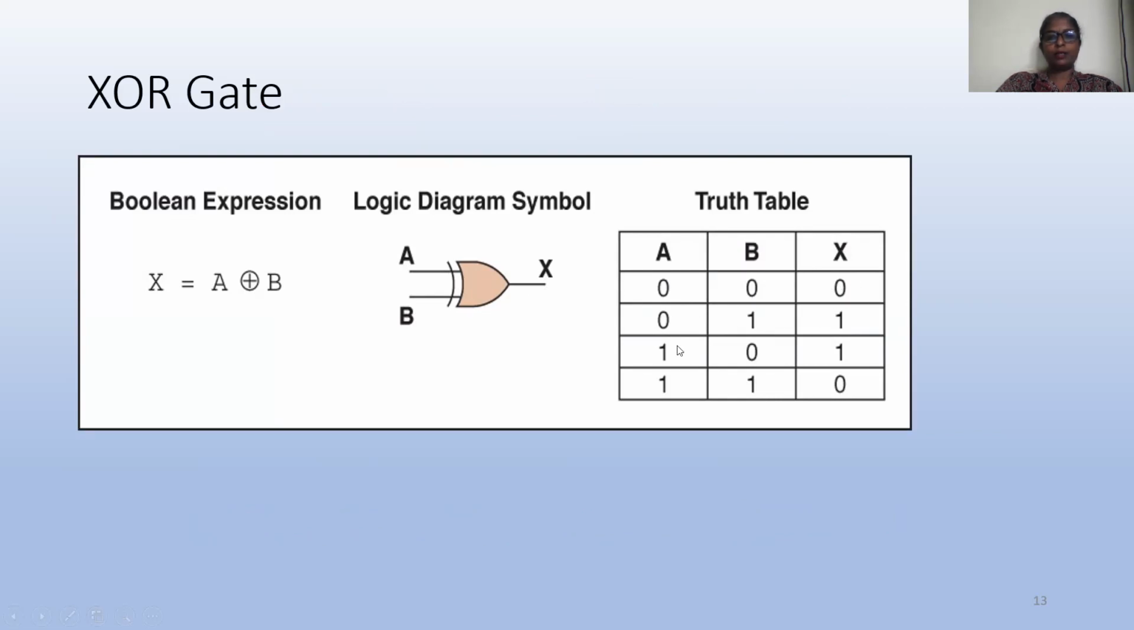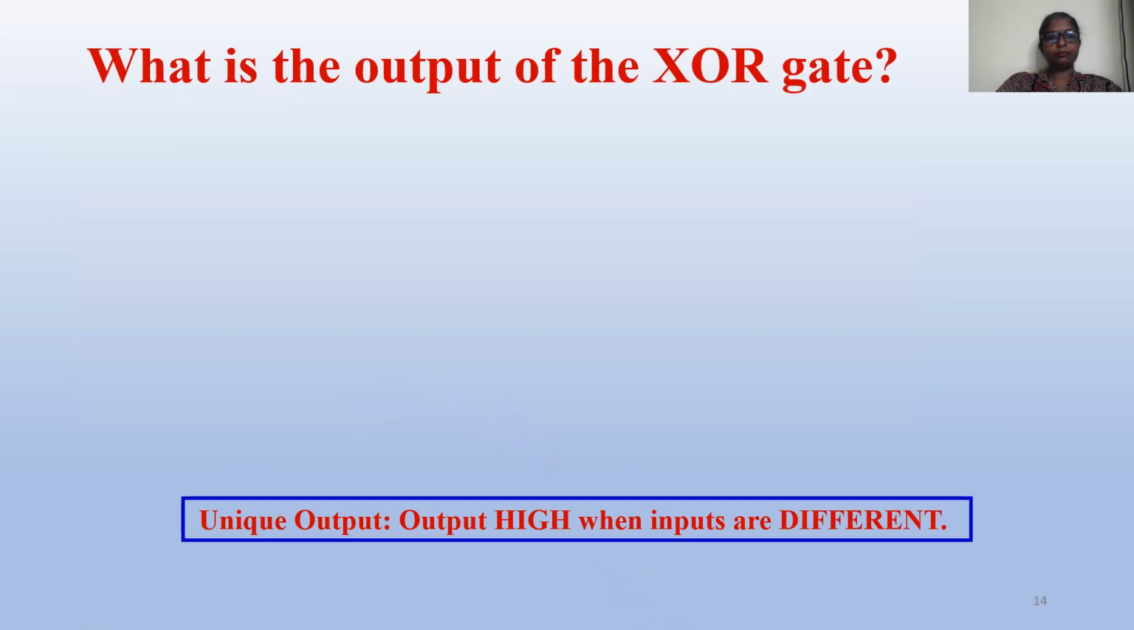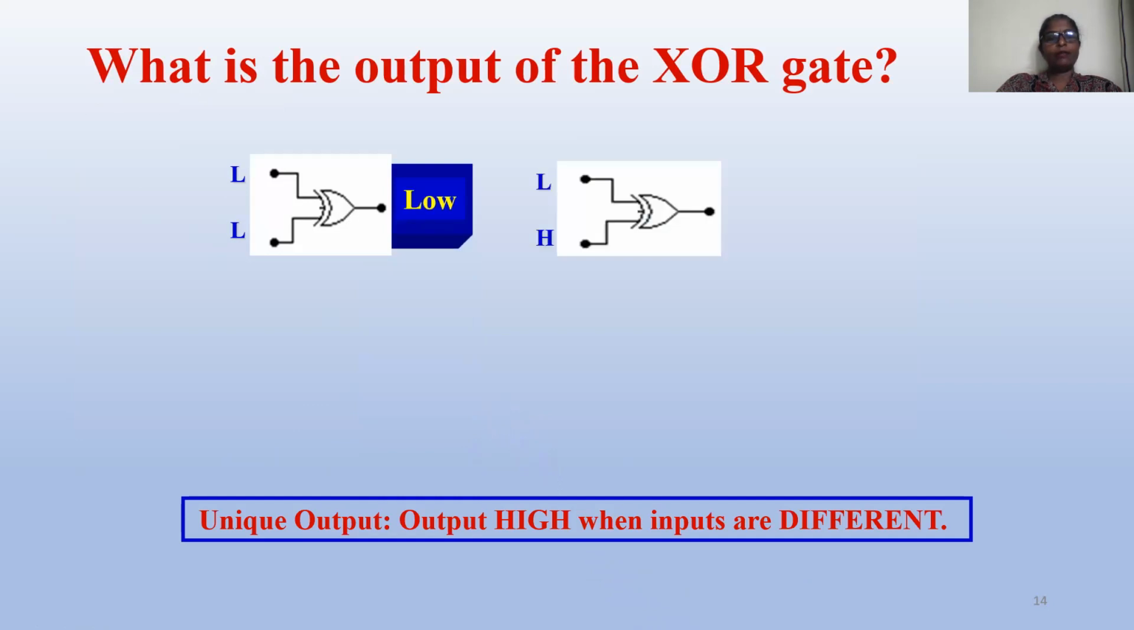0, 1, it is 1. 1, 0, it is 1. The same input, 0, 0, it is 0. 1, 1, it is 0. Okay, this is a simple logic that we can imagine. Different input. Now tell me, low, low, what will be the output? Yes, it is low. Low, high, what will be the output? It is different input. So the output is high.